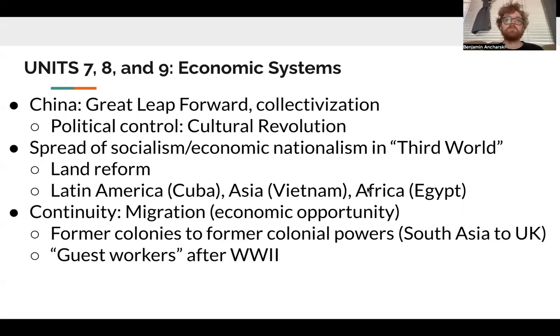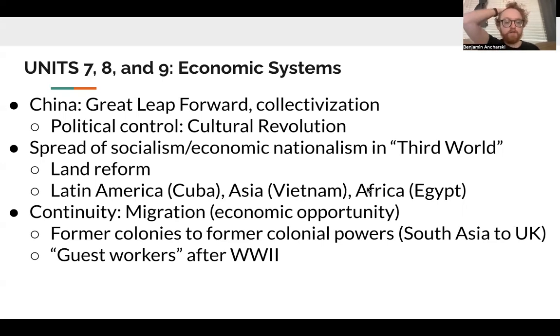Collectivization, that's basically when small farms become big farms, government ownership of the farms. Political control in China led to the Cultural Revolution, basically kind of, I don't want to say indoctrinating Chinese youth, but making Chinese youth kind of more receptive to Mao's communist teachings.